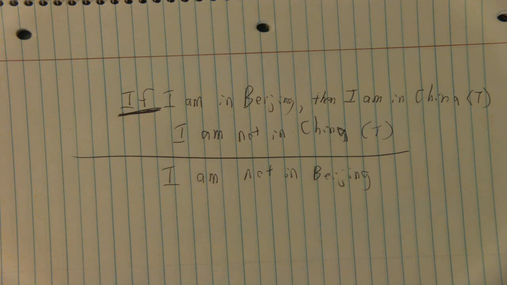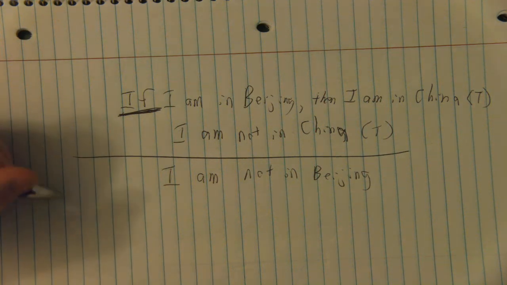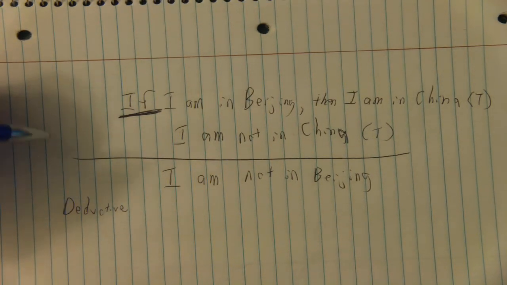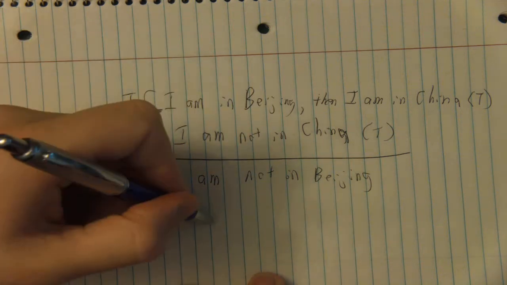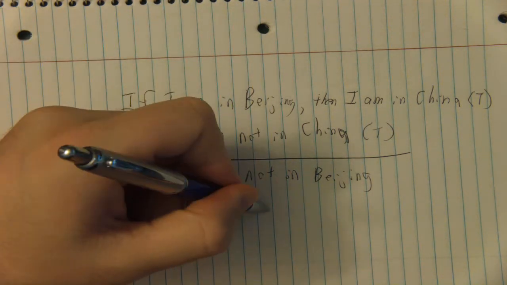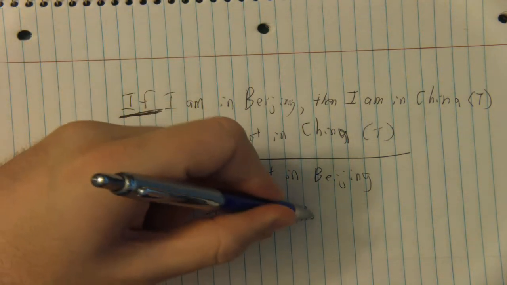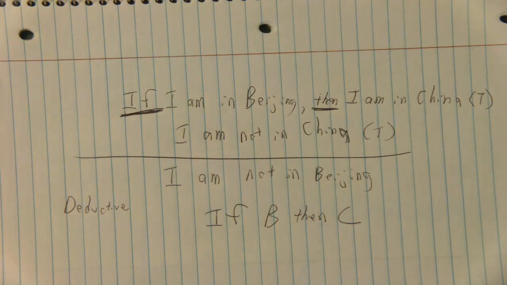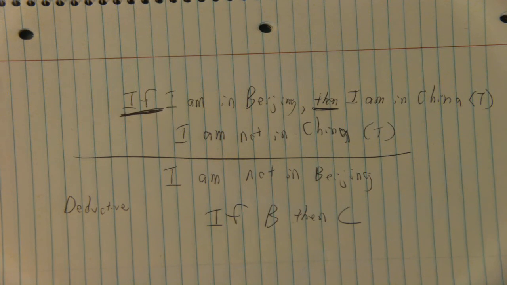So let's check. As mentioned, this is deductive because it is a hypothetical. Don't get creative on me. First premise is just going to be if B, then C. Sometimes the then is implied, by the way, and you have to fill it in. If B, then C.